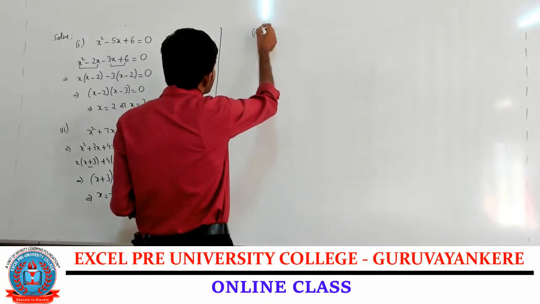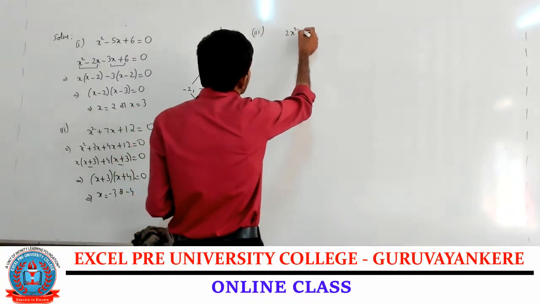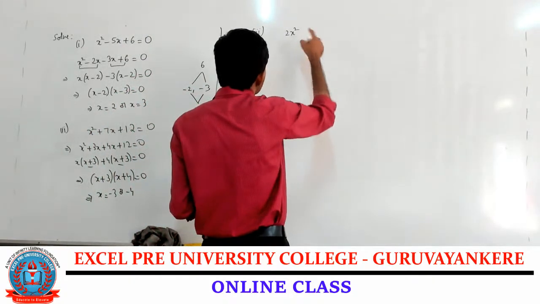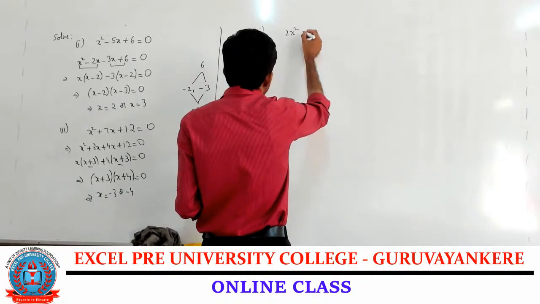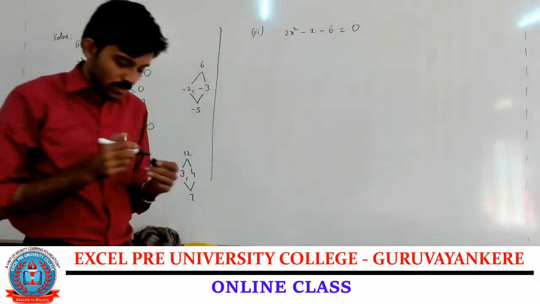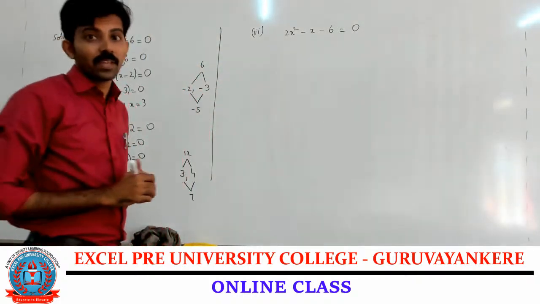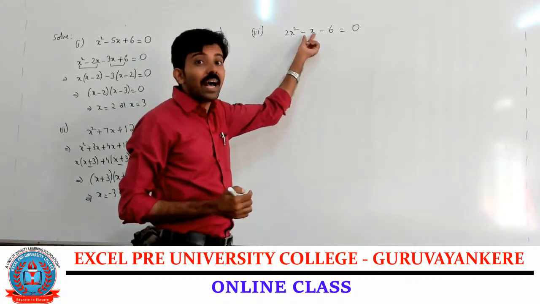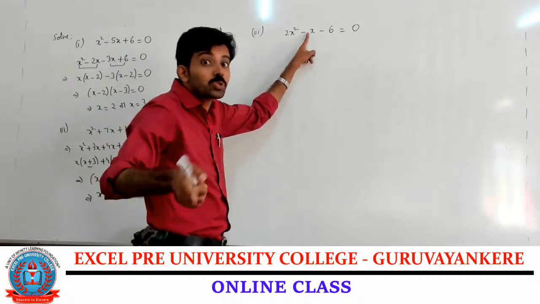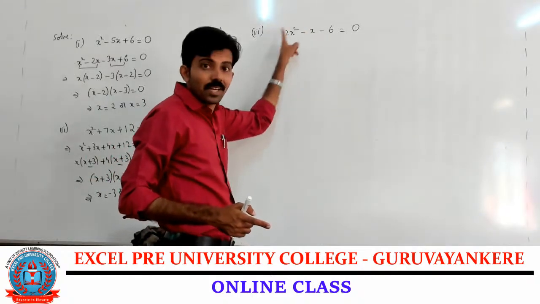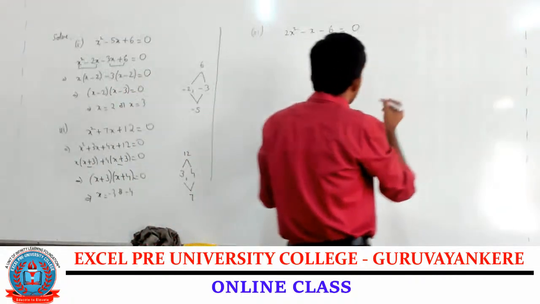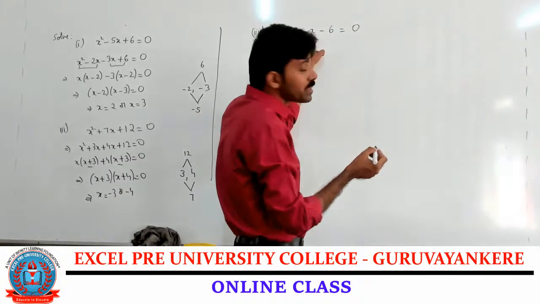Next one we have 2x squared minus x minus 6 equal to 0. How to solve this? Split the middle term such that adding those two numbers we must get minus 1. Multiplying those two numbers we must get 2 into minus 6. 2 into minus 6 is minus 12, right? So split the middle term such that adding those two numbers we must get minus 1.